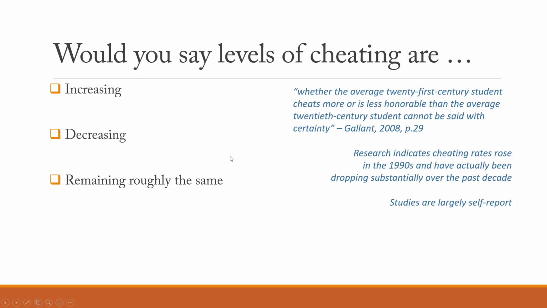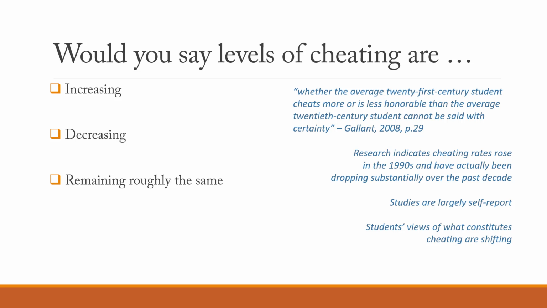A lot of these studies are largely self-report. In other words, it's students saying, yeah, I cheated, or no, I didn't cheat. And we know that self-report is not very reliable. Students' views of what constitutes cheating are shifting. So I may see a student behavior and think that that's cheating, and they may not. We'll talk a little bit about that.